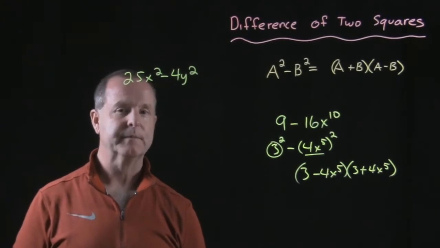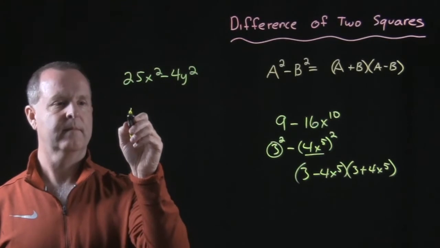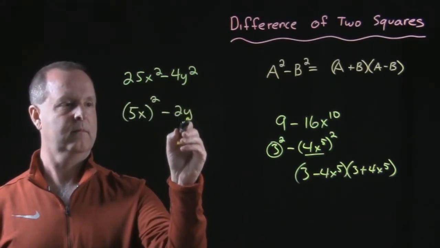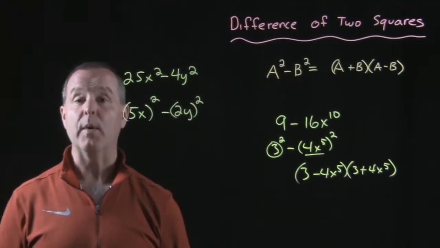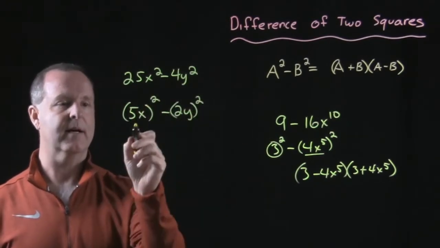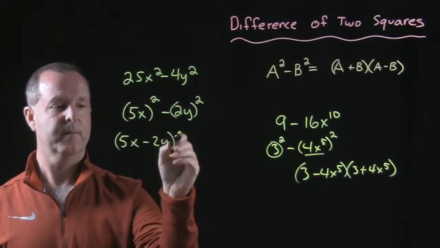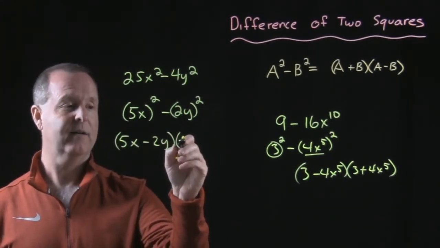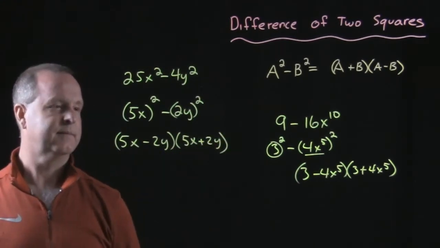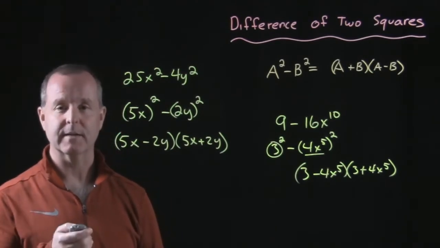I'm waiting on you guys. Just follow along then. Is that what you were thinking? So then my factoring becomes 5x minus a 2y in one term, and then its pair, which is 5x plus a 2y. And there you have it, factoring by using the difference of two squares.